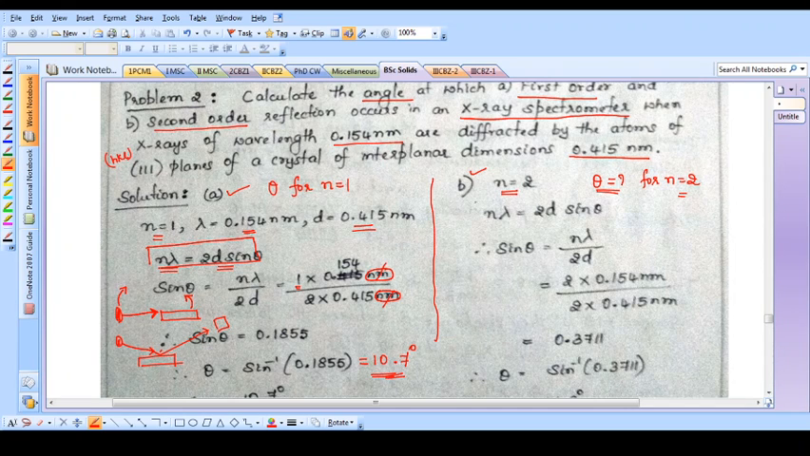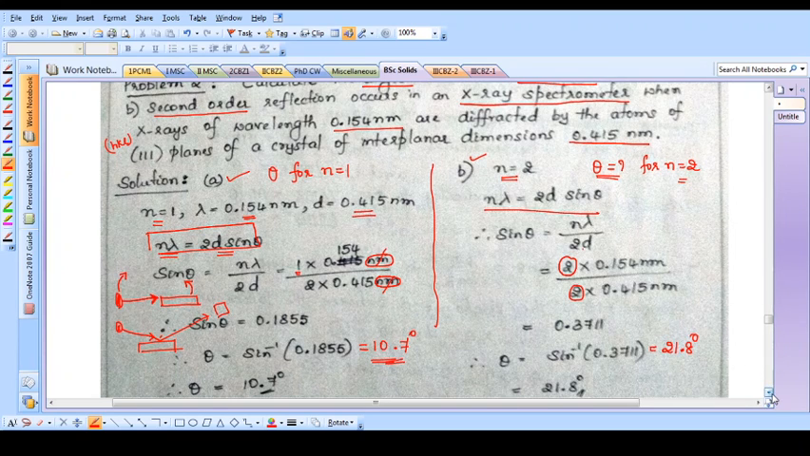Again, we have to use Bragg's equation, n lambda is equal to 2d sin theta. So sin theta is equal to n lambda by 2d. All the values are given. However, here we have to substitute n is equal to 2 because it is now the second order reflection. 2 into lambda, that is 0.154 nanometer, divided by 2, this 2 is from the formula 2d, 2 into 0.415 nanometer, which works out to be 0.3711. Therefore theta is sin inverse of 0.3711. The answer is 21.8 degree.